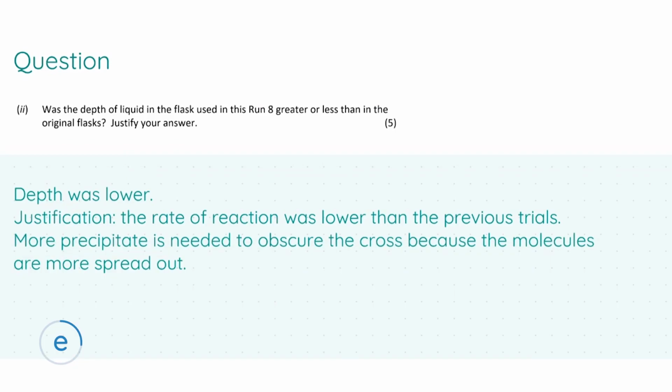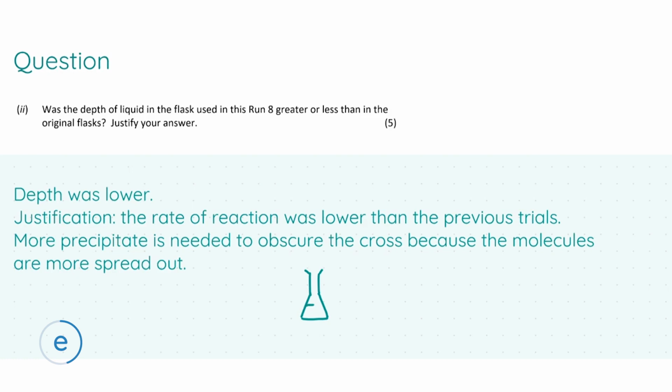So then we're asked, was the depth of liquid in the flask used in this run 8 greater or less than in the original flask? And to justify your answer, okay? So the answer to this is because the rate of reaction was lower, the depth was lower, okay? So this is because the rate of reaction was lower than the previous trials. More precipitate is needed to obscure the cross because the molecules are more spread out, okay?